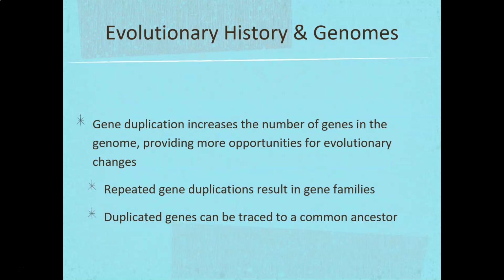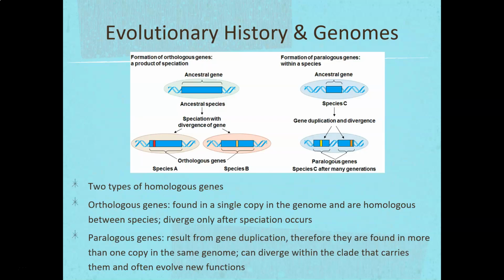Repeated gene duplications end up resulting in this thing we call gene families. So they'll duplicate in the same general location, but then they may take on different traits, and those duplicated genes can be traced back to a common ancestor. So when we look at these gene duplications, they usually fit into two types of homologous genes. Either this idea of orthologous genes, where I find a single copy in the genome, but there's been a change within the gene itself that is homologous between species.